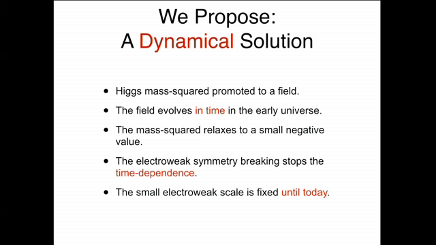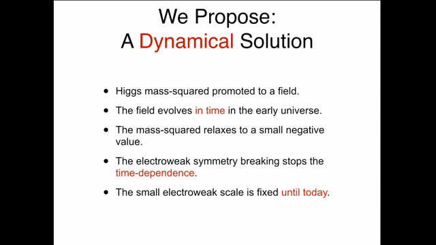So if you wanted to do that, what would you have to do? The first thing you have to do is make the Higgs mass squared depend on a field, so it can actually change. It can't just be some constant value in the Lagrangian. Something must be able to change it. That field has to evolve in time in the early universe. And the basic idea is that the actual mass squared will eventually become a small negative value. And when it becomes a small negative value, let's say from a large positive value, something interesting happens.